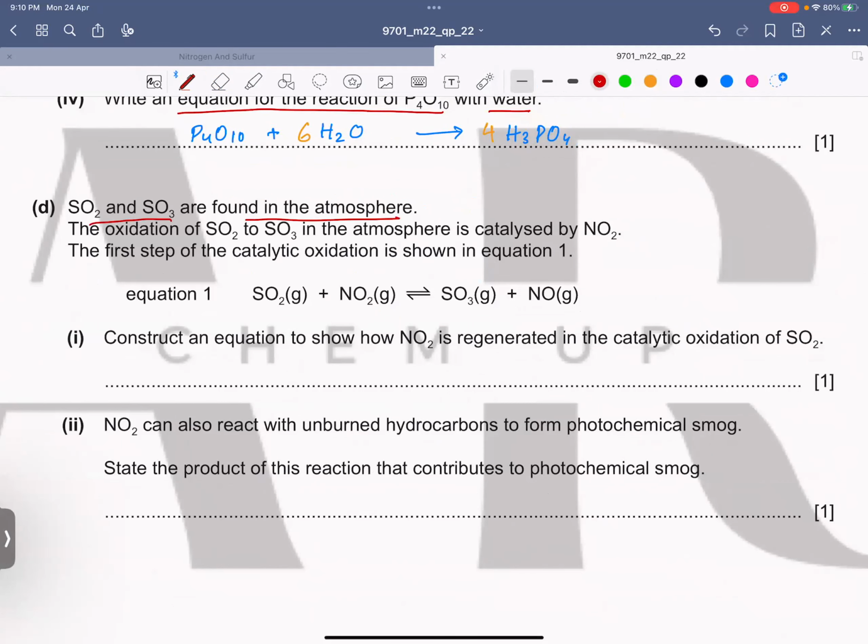SO2 and SO3 are found in the atmosphere. The oxidation of SO2 into SO3 in the atmosphere is catalyzed by NO2, so it's a catalyst. The first step of the catalytic oxidation is shown in equation 1. Construct an equation to show how NO2 is regenerated in the catalytic oxidation of SO2. If you recall from the notes, as NO is formed, it quickly reacts with the oxygen and is regenerated as NO2.